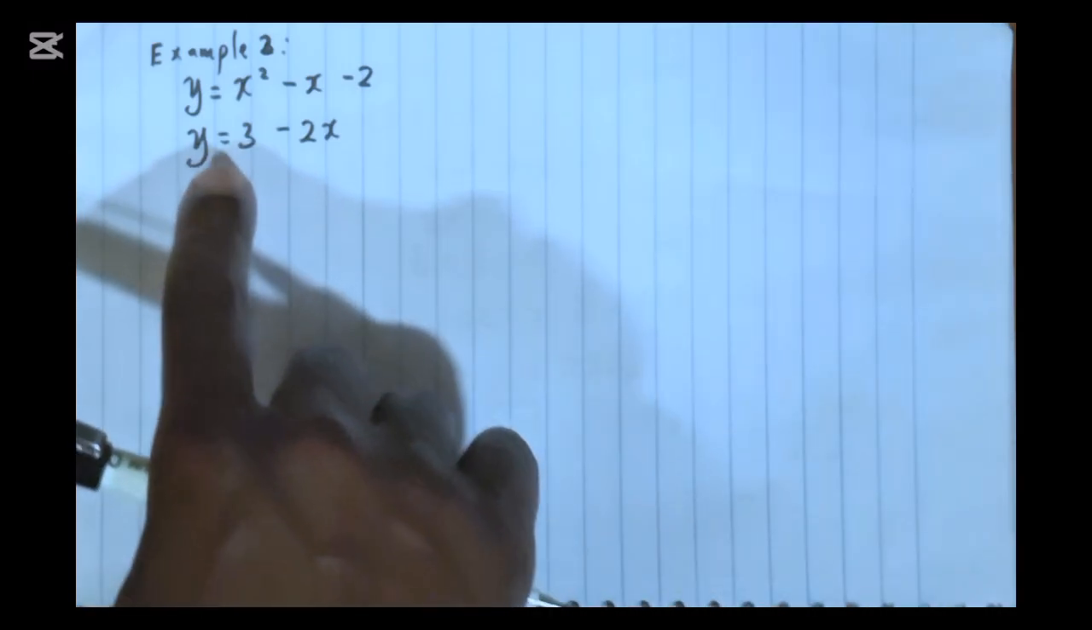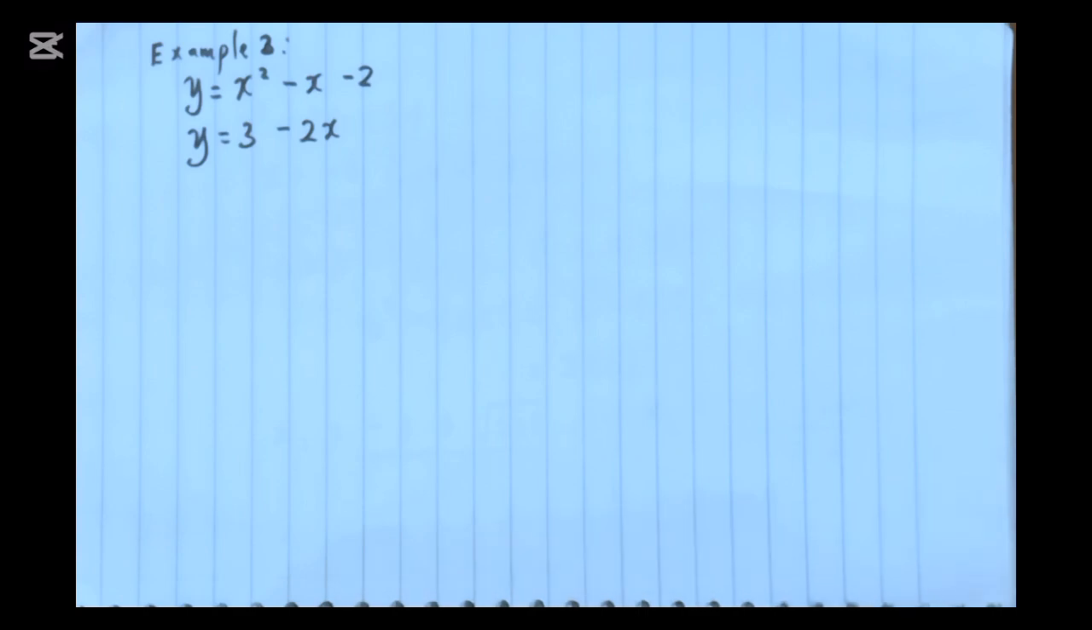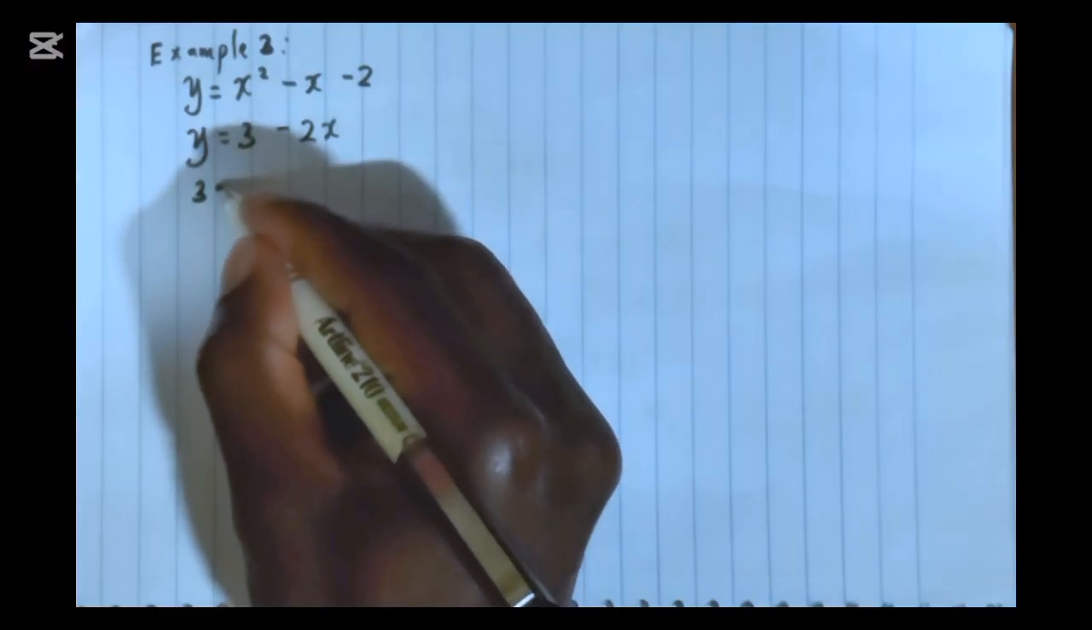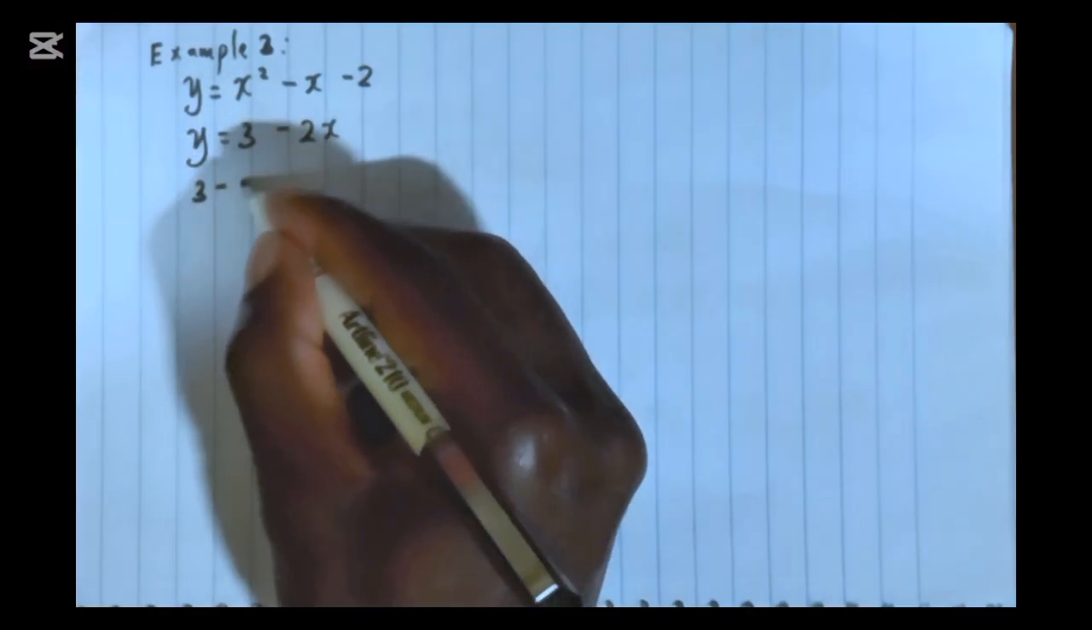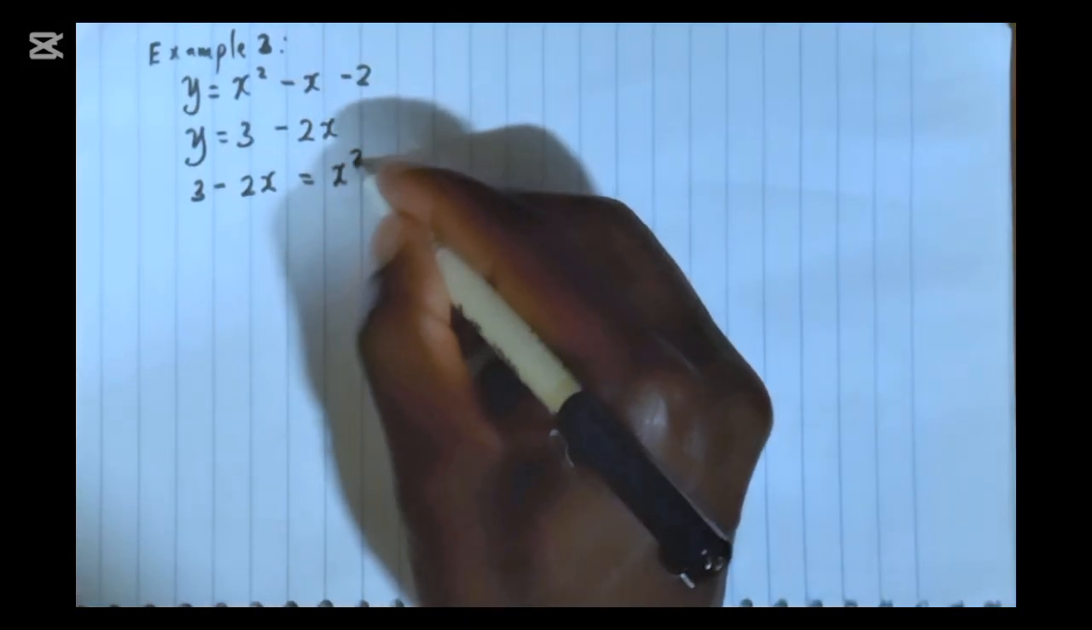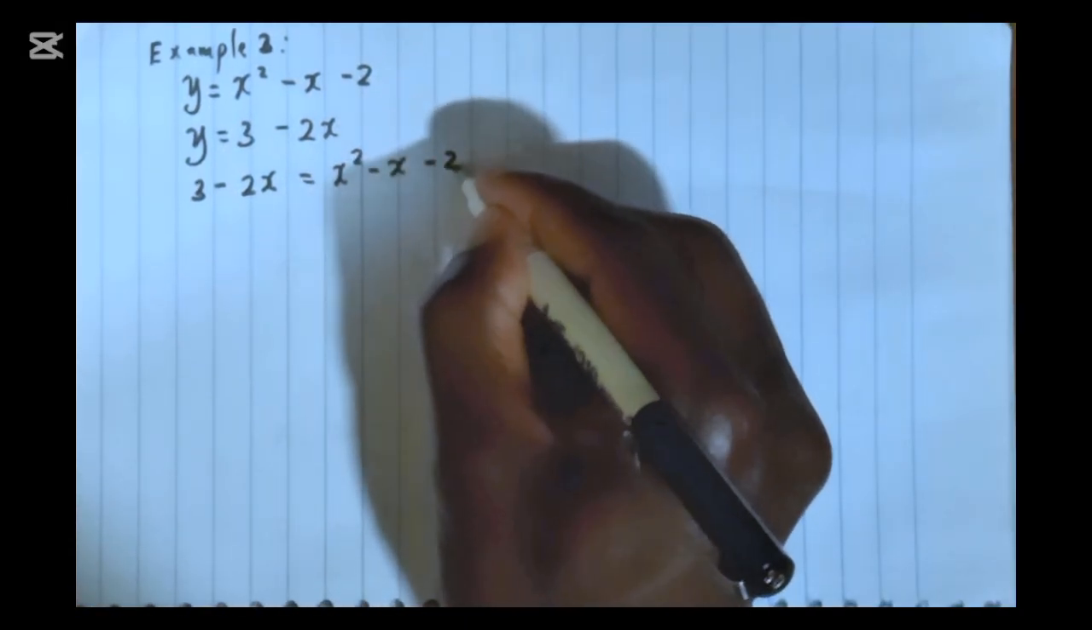Note that this here equals y in equation 1, and also in equation 2, we have y being equal to 3 minus 2x. So basically, these two expressions are supposed to be equal to each other because all of them are equal to y. So we are going to equate equation 2 and equation 1. It's going to be 3 minus 2x being equal to x squared minus x minus 2.